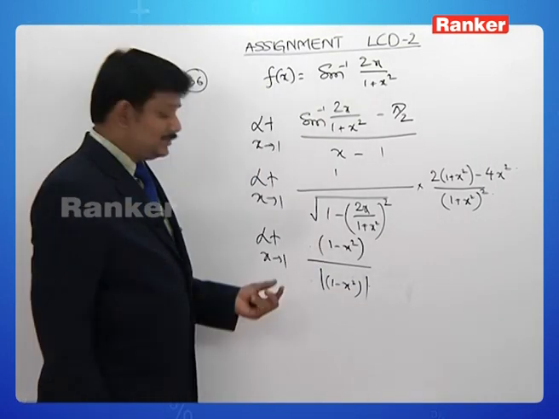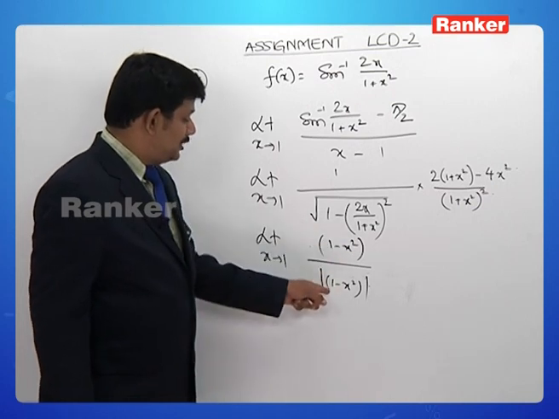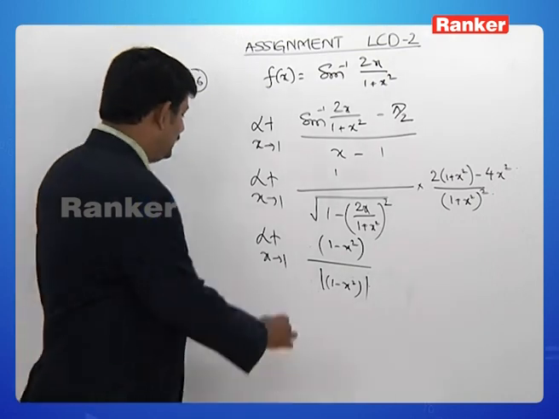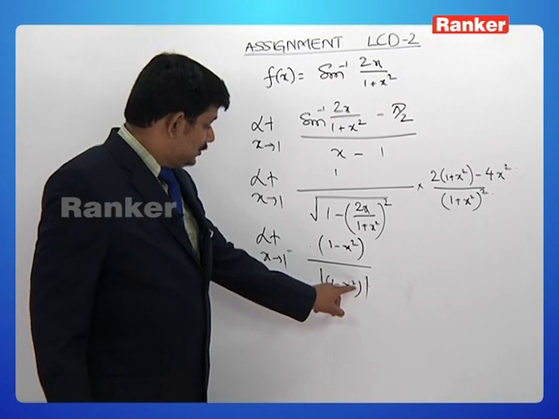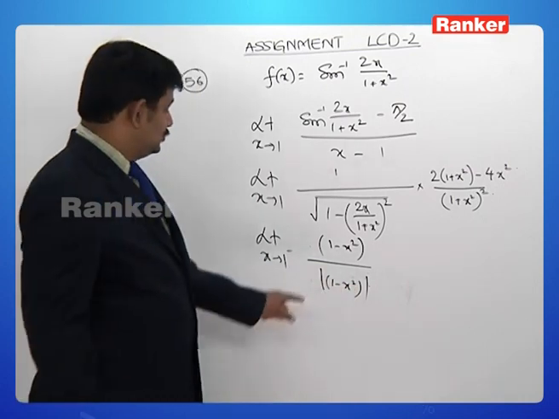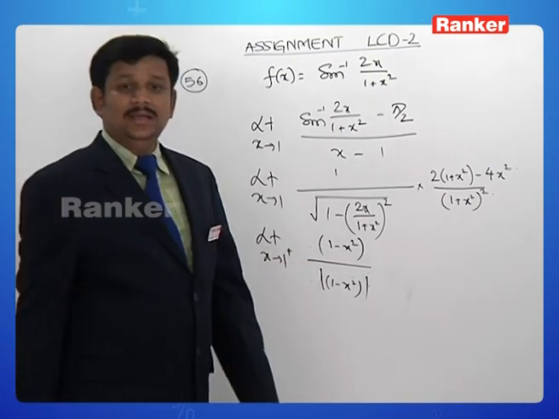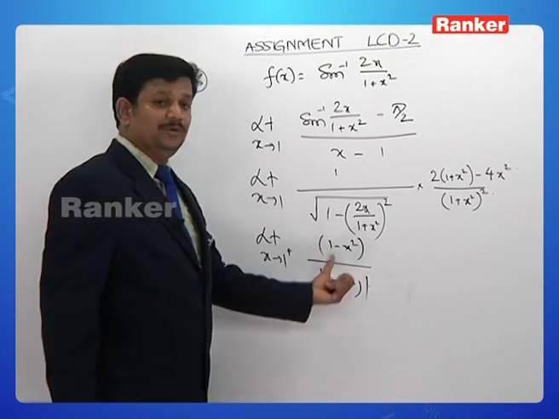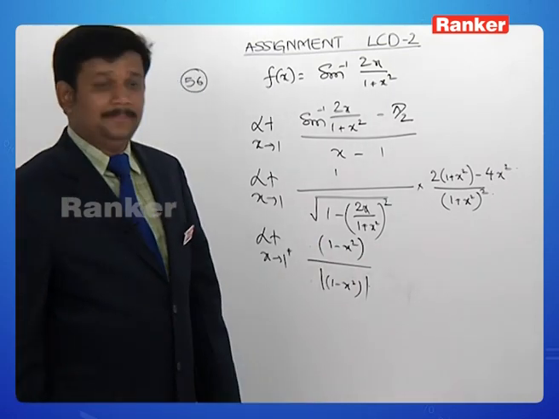Now the question remains: limit as x extends to 1 of 1 minus x square by mod 1 minus x square. For the left hand limit, when x is less than 1, x square will be less than 1, so this limit would be 1. As x extends to 1 plus, x is greater than 1, so x square will be greater than 1, and this limit would be minus 1. So the function is not derivable at 1.